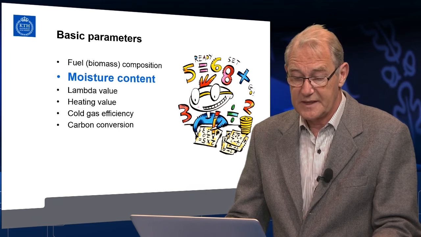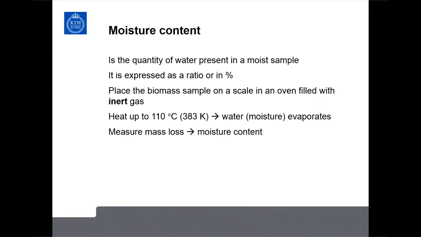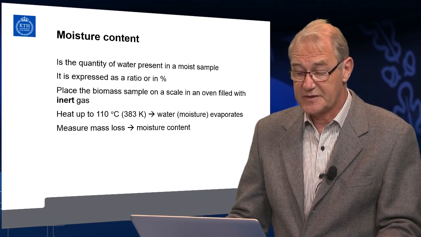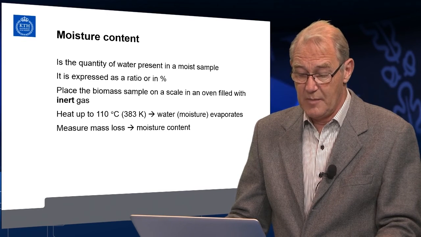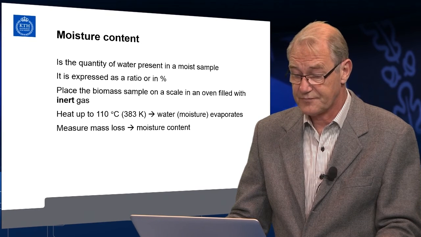The moisture content in biomass is the amount of water present in the moist sample. It is expressed as a ratio or a percent. If the biomass is placed in an oven filled with inert gas and heated up to 110 degrees, then the water will evaporate, and the measured mass loss is equal to the moisture content.